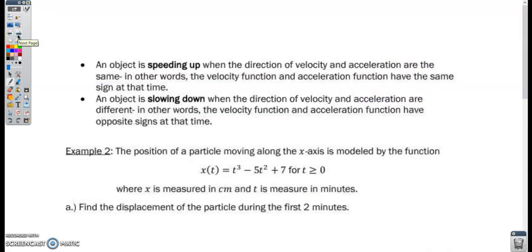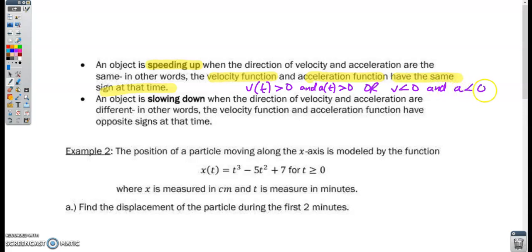This next part is becoming very important in more recent years from what I've seen in the AP Calculus test. I've seen more and more questions in the time that I've taught the course about whether or not an object is speeding up or slowing down when we're talking about its motion. So an object is speeding up when the direction of velocity and acceleration are the same. Okay, so when the velocity function and the acceleration function have the same sign at that time, the object is speeding up, and that means velocity greater than 0 and acceleration greater than 0, or velocity less than 0 and acceleration less than 0.